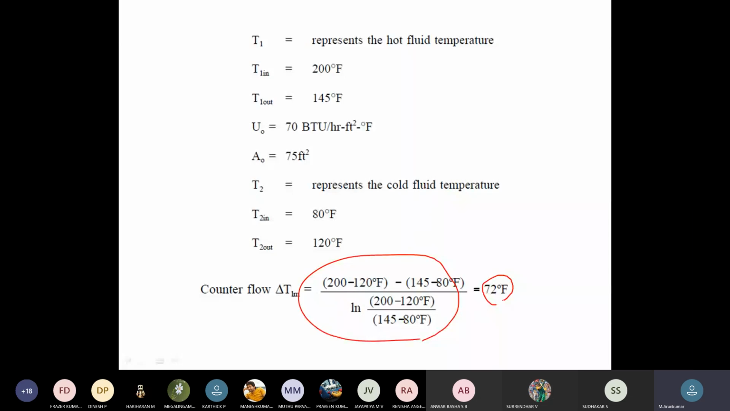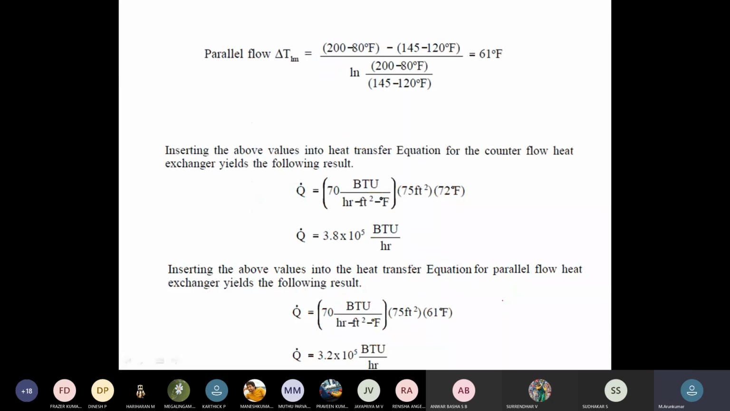So the problem will be like this. Just try to solve. Then for parallel flow, the LMTD can be calculated, and that will be around 51 degrees Fahrenheit. So inserting the above values into the heat transfer equation for the counterflow heat exchanger gives the following results. That is, the Q can be calculated.